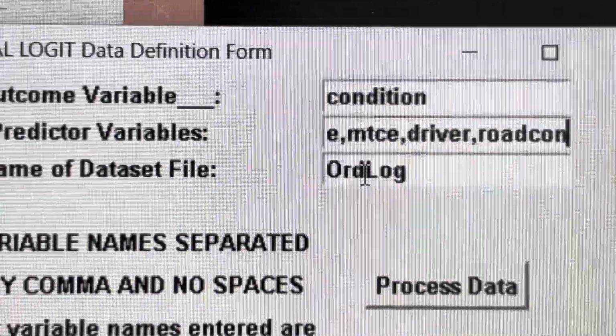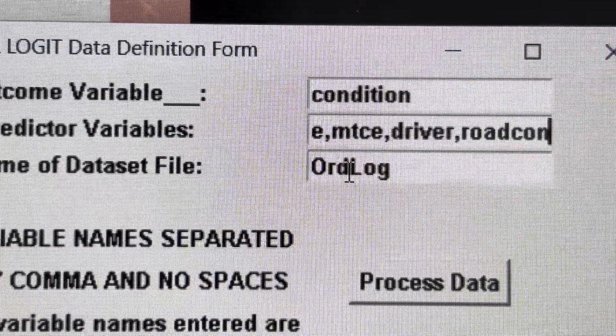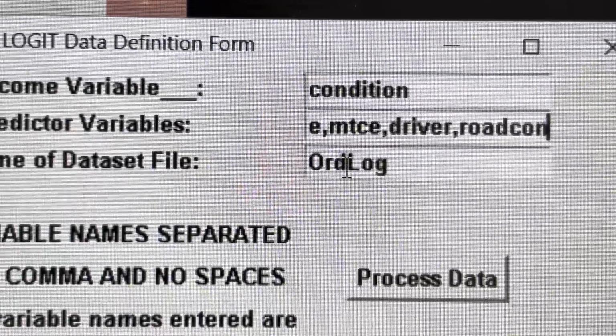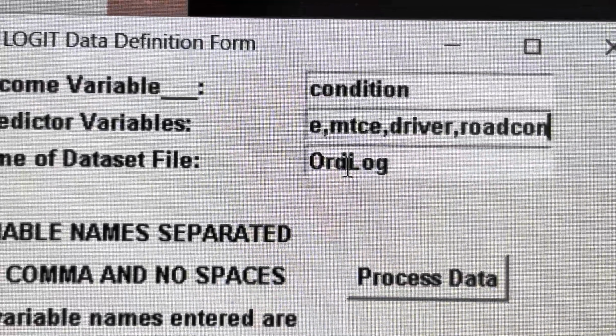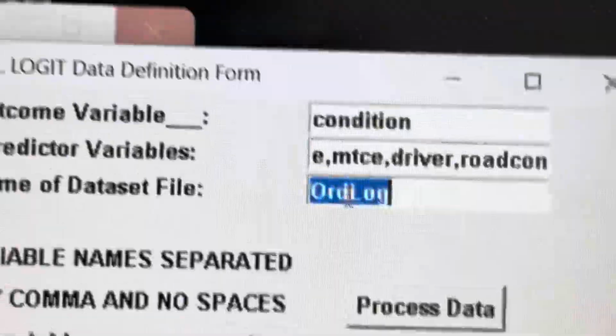If everything is entered the way it's supposed to be, there will be no problem. Just make sure that there is no space, and that you didn't capitalize where you are not supposed to capitalize.